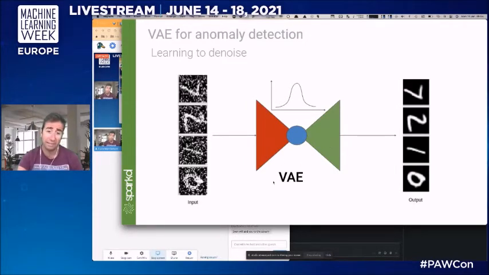Now, in reality, this variational autoencoder is not a black box. Obviously, it is a network that contains an encoder and a decoder part. And what it does is it learns the distribution of the data.